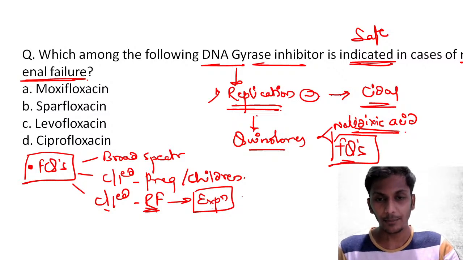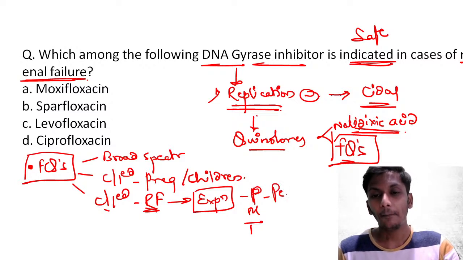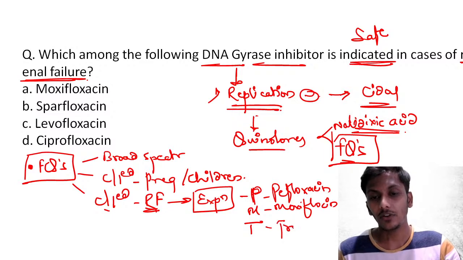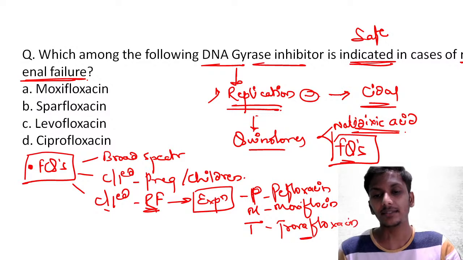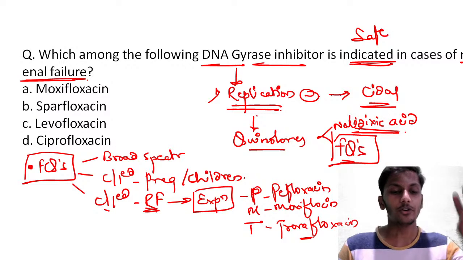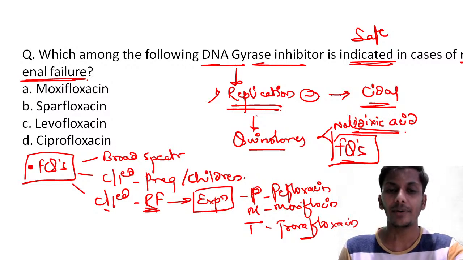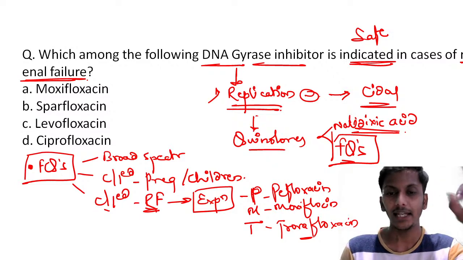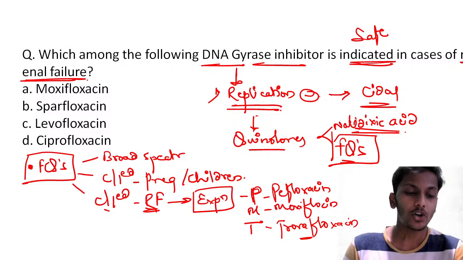The mnemonic is PMT. P goes for pefloxacin, M goes for moxifloxacin, and T goes for trovafloxacin. So answer the question, guys, in the chat box. Please remember, fluoroquinolones are broad spectrum, contraindicated in pregnancy, children and renal failure. But in renal failure, 3 drugs can be given: PMT, pefloxacin, moxifloxacin and trovafloxacin.